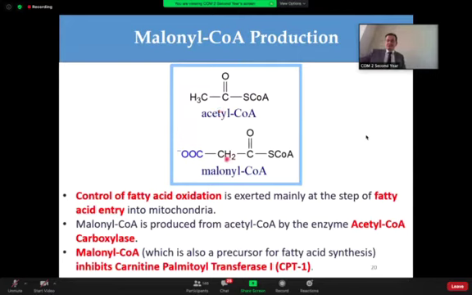Converted into malonyl-CoA. So what happens here? Malonyl-CoA goes up. And guess what? What does malonyl-CoA do? It is a precursor, as we indicated, for fatty acid synthesis. It blocks CPT1.